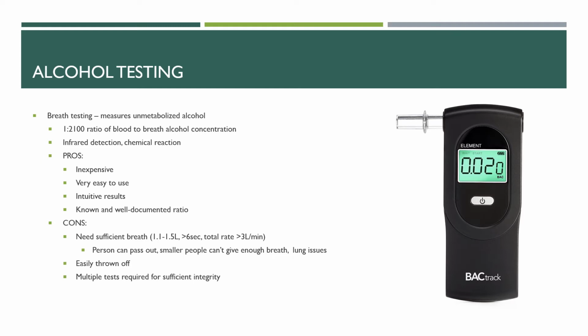You need sufficient breath. You need to be blowing through there anywhere from 1 to 1.5 liters of air. That's a volume of air, a physical amount of air, for more than 6 seconds at a rate of more than 3 liters a minute. So you need to be pushing a lot of air out of your lungs fast into this machine for it to properly read it. If you are drunk and you're trying to exhale that fast, you might very well just pass out.